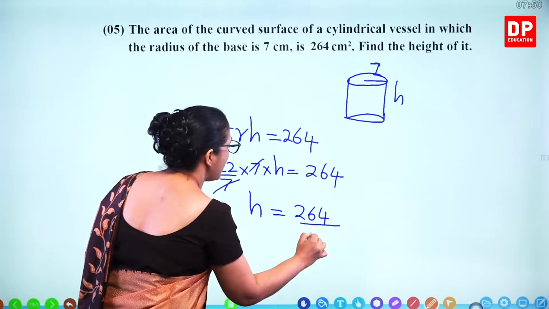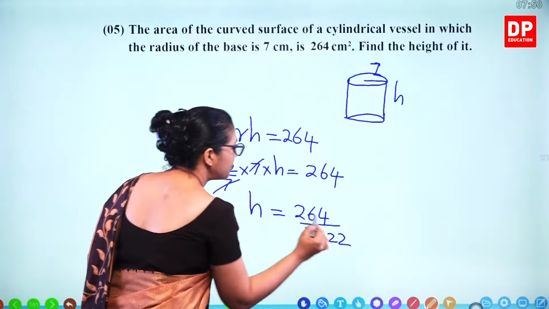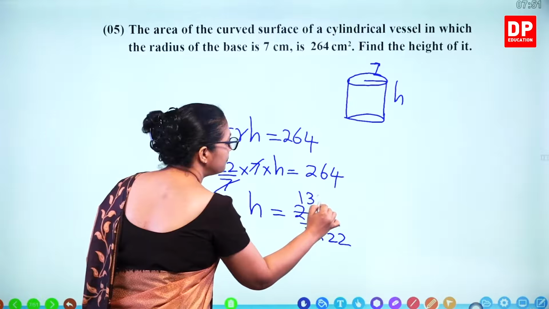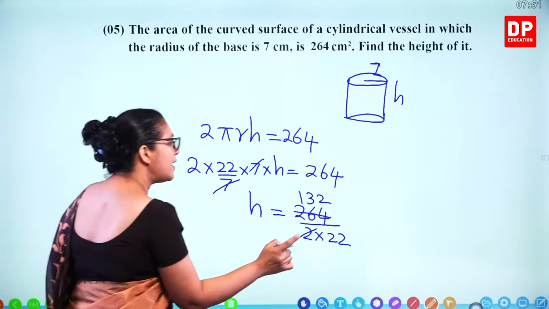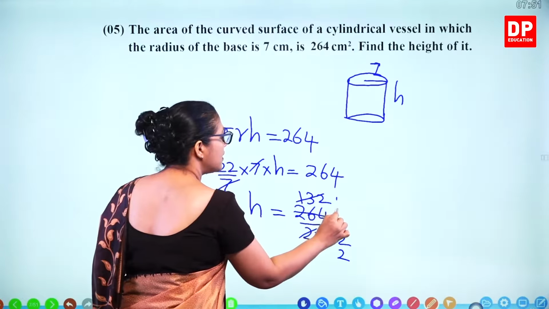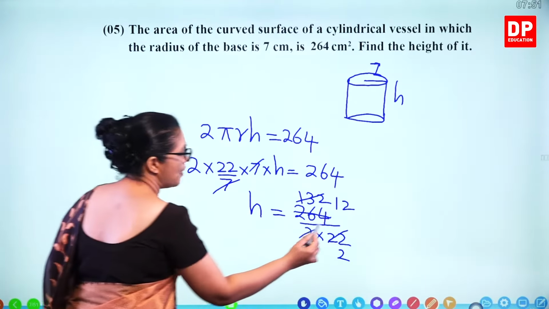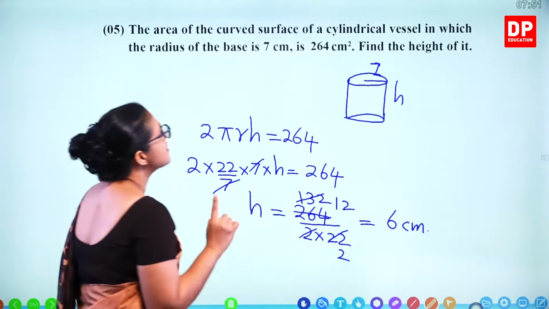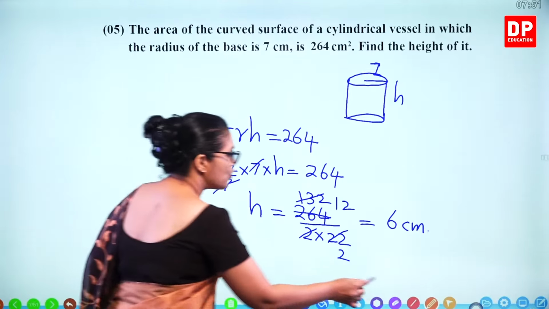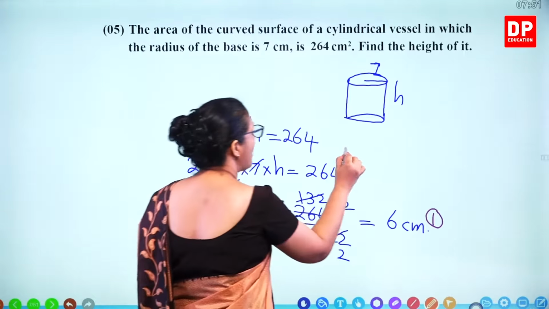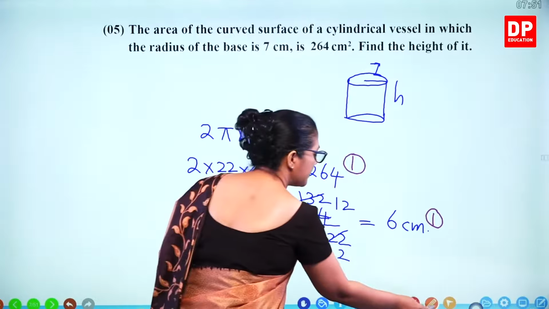264 divided by 2 and 22. I can divide this by 2 and then divide by 11. That's 12, and 12 divided by 2 is 6. So the answer is 6 centimeters. So you get 2 marks for this, 1 mark here and 1 mark for the method.